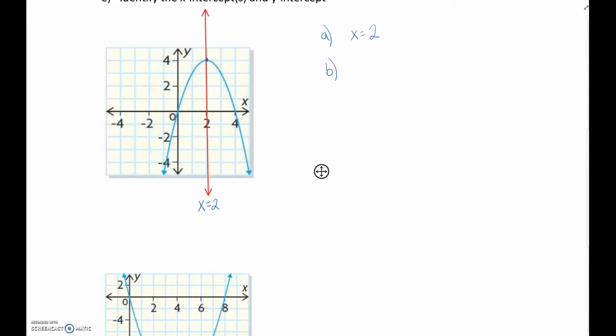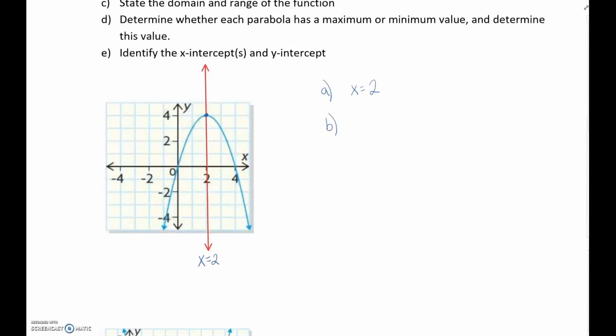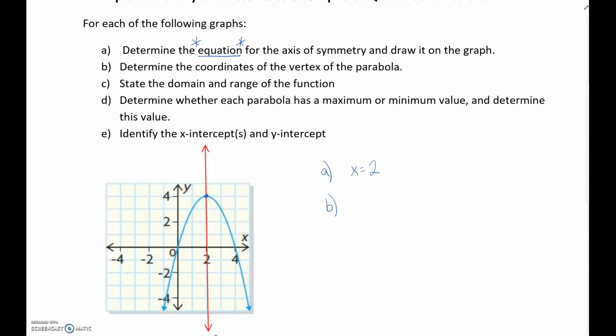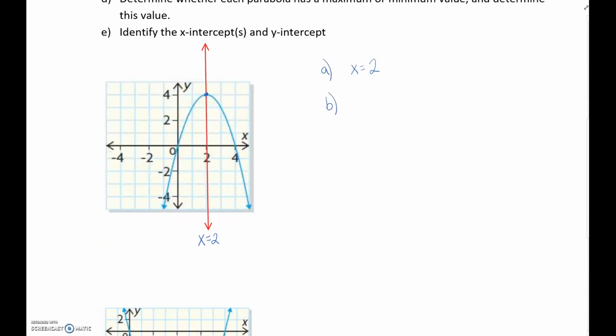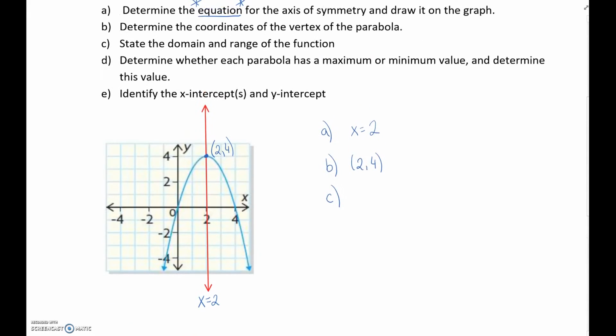Now, it's going through our vertex here. B says determine the coordinates of the vertex, so that's different. We know the x value is 2, but we can also see the corresponding y value would be 4. Okay, so put that on your graph. X is 2, y is 4. Alright, have a look at C.